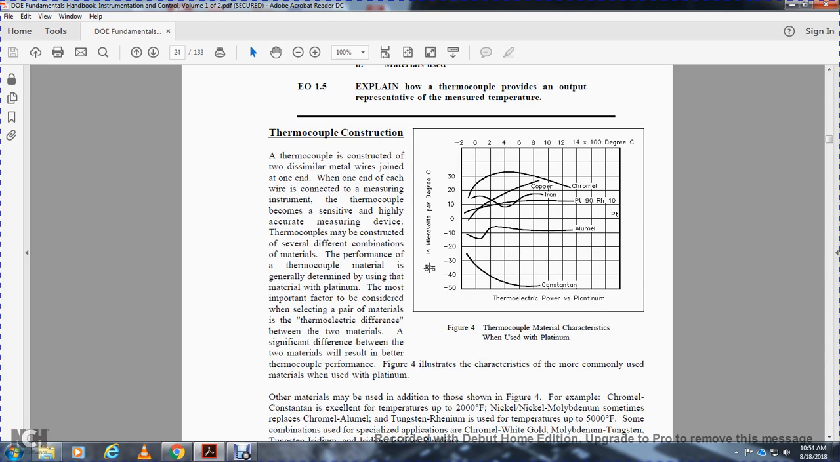When one end of each of the wires is connected to the measuring instrument, the thermocouple becomes a highly accurate measuring device. The thermocouple is constructed with several different combinations of materials. Their performance is generally determined by the material within the platform. The most important factor to consider when selecting a pair of materials is the thermoelectric difference between the two materials. A significant difference between the two materials will result in better thermocouple performance.